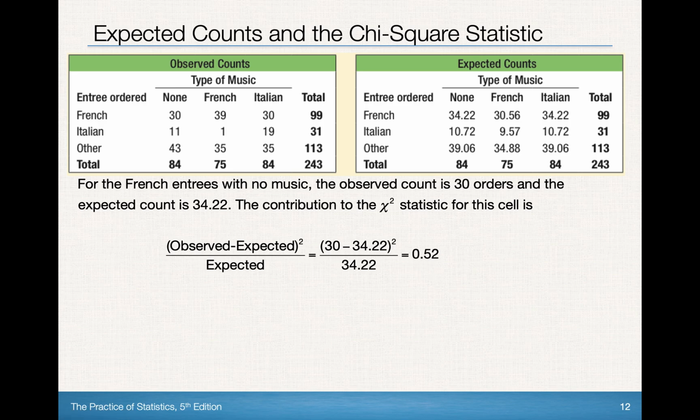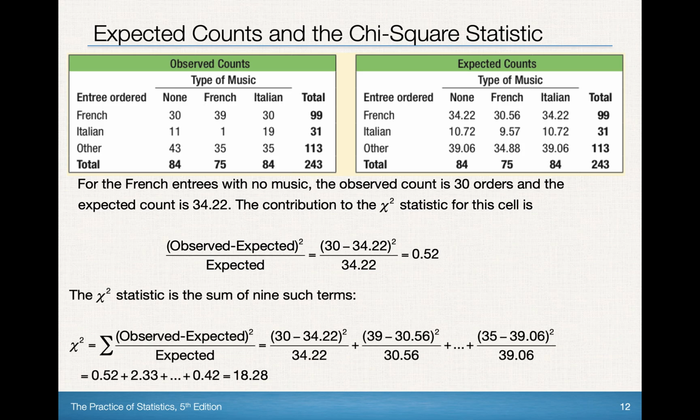Now, it doesn't seem very big. That's because 30 is pretty close to 34.22. Okay. Now, we would have to do that for every single cell and add them all together because the chi-squared value is the sum of all of its contributors. So we have to do that for every single value and add them all up, and you would get a chi-squared value of 18.28.